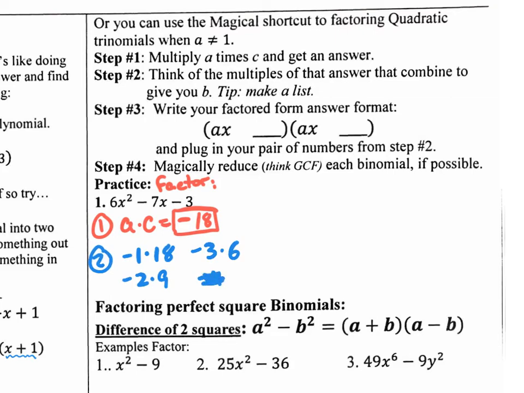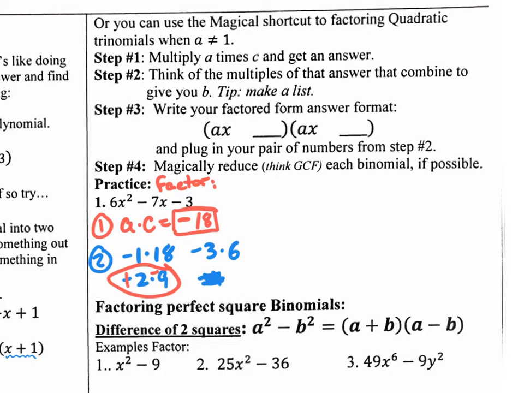Now, which pair of numbers combines together to give us this middle value, negative 7? Okay, yeah. Negative 2 and 9, when you combine them, gives you a positive 7. So that's absolutely the right numbers, but just the wrong signs. So change that negative 2 to a positive 2, change that positive 9 to a negative 9, and that's the correct pair of numbers that we want for step 2.